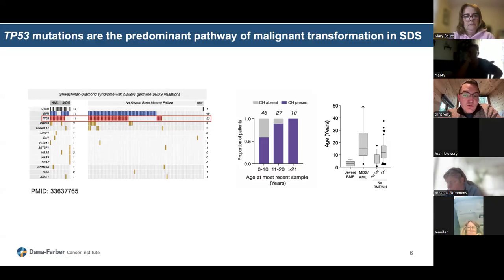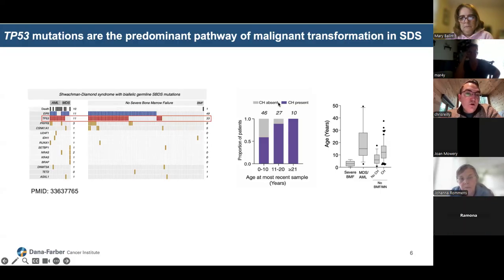And I would say that the majority of patients, as you can see on this graph here in the middle, this purple is representing the proportion of individuals of a given age group that have detectable mutations, so-called clonal hematopoiesis, so CH here. And what you can see is that as folks with Shwachman-Diamond syndrome approach and enter adulthood, basically everyone has some degree of acquired mutations in their blood cells.